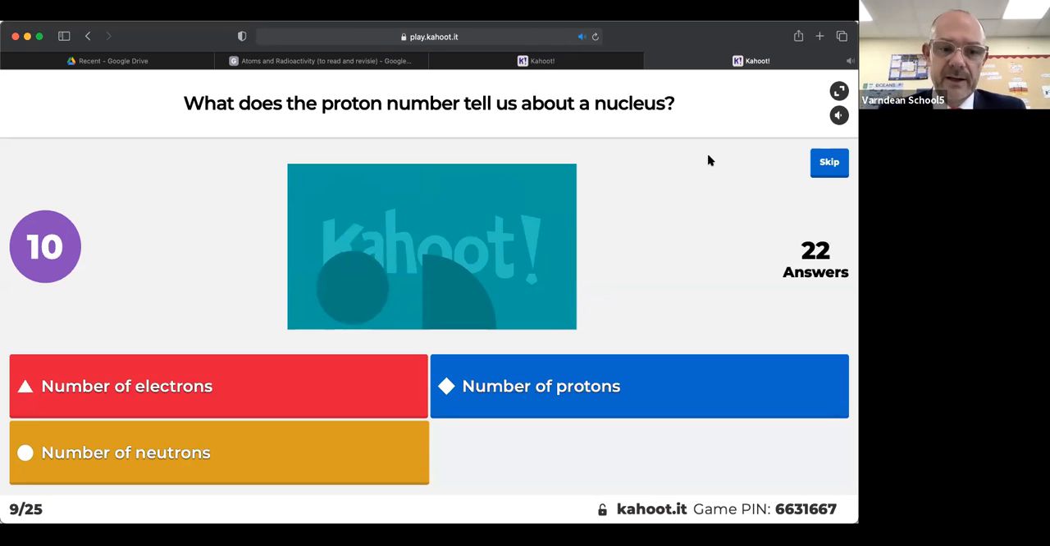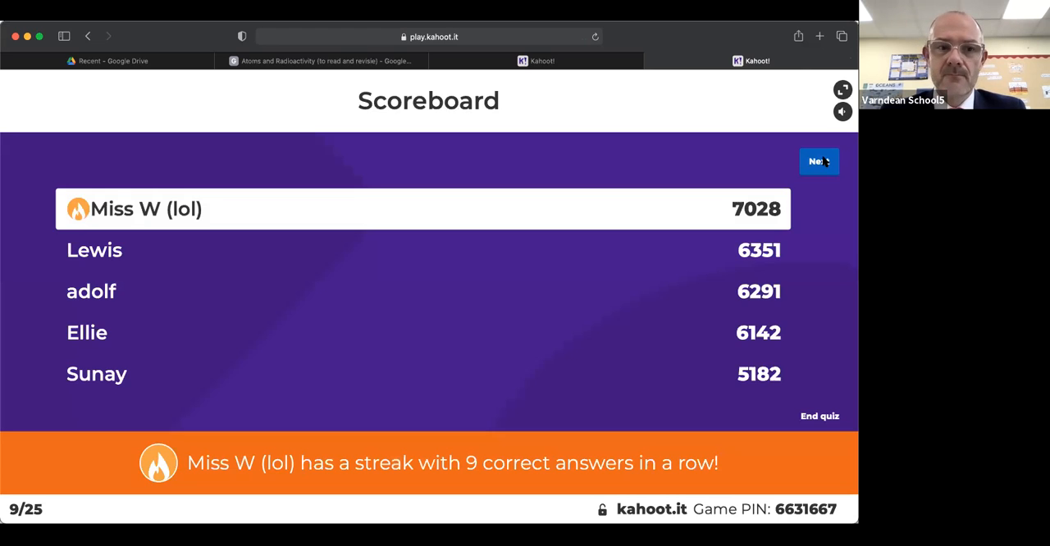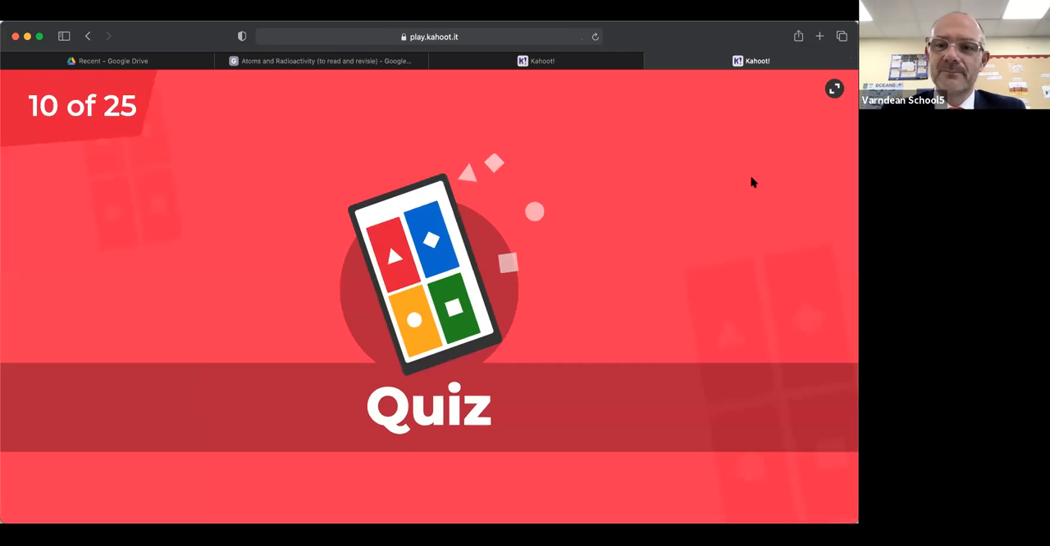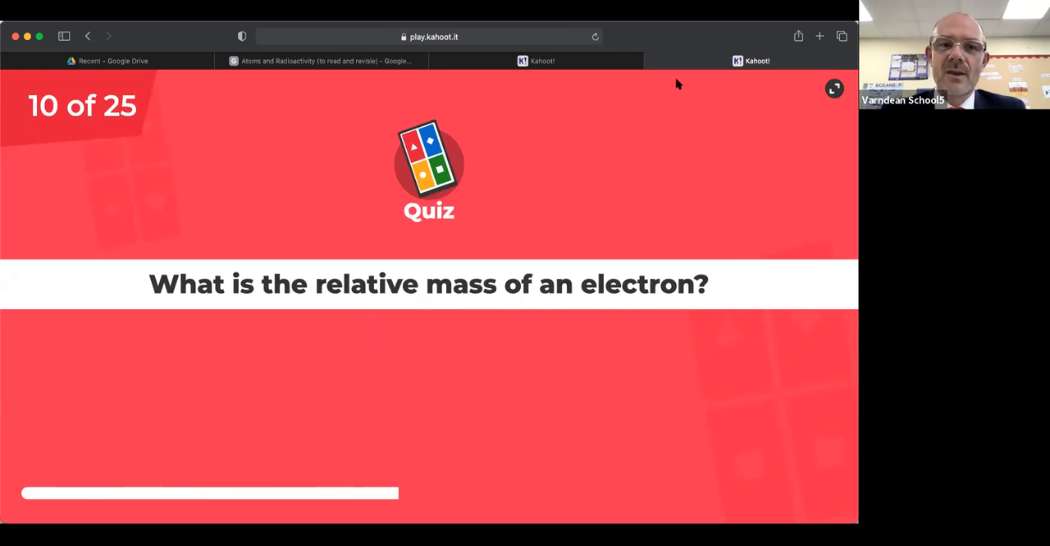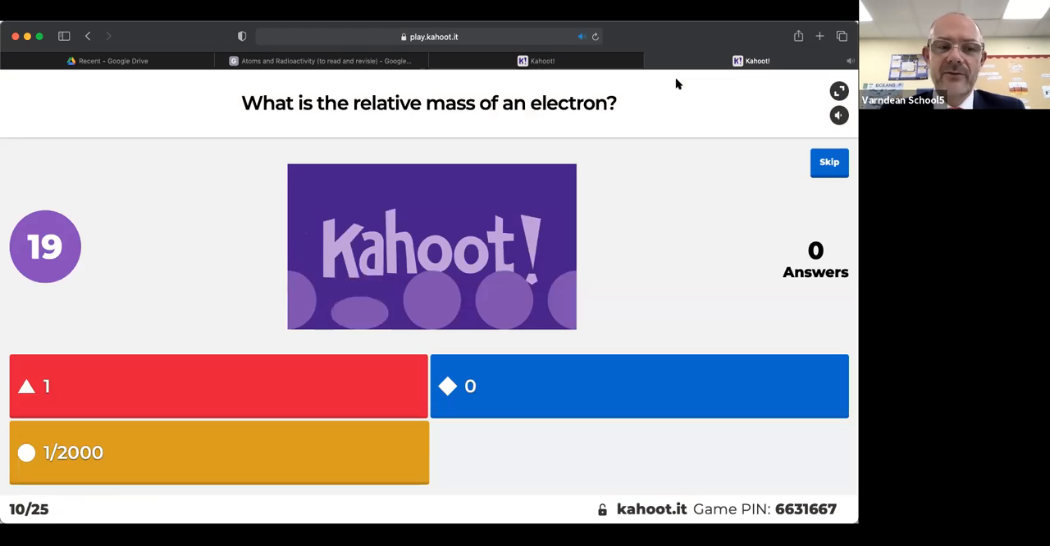What's the proton number tell you? The proton number. Oh, right. Yeah. Missed one still. What's the relative mass of an electron?